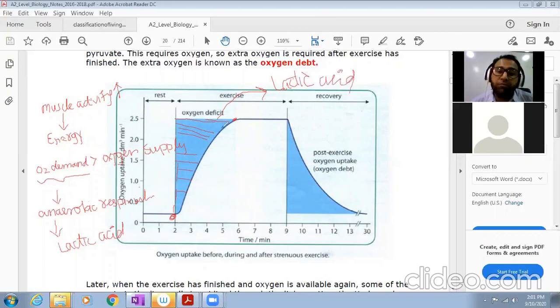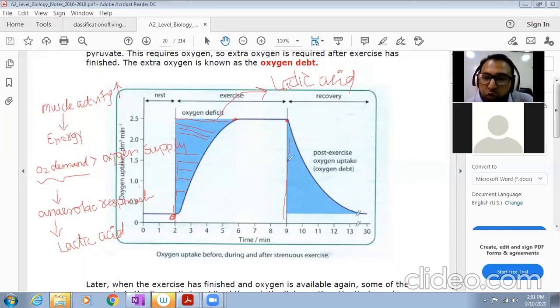Now, when I stop exercise at this point, my breathing rate should stop, because muscle activity stops, so oxygen should also stop directly, and this graph should come directly down, right? But it will not happen like this. When you stop exercise, muscle activity stops, but still you are taking oxygen. I'm still taking this extra oxygen. You can check the graph is coming down in this way.